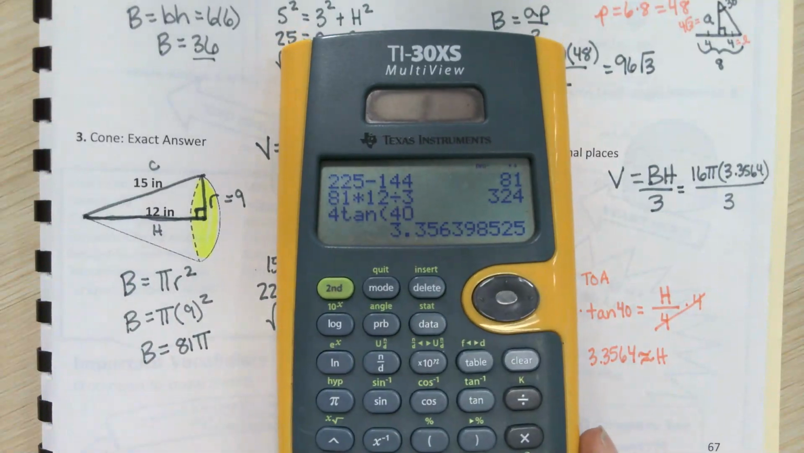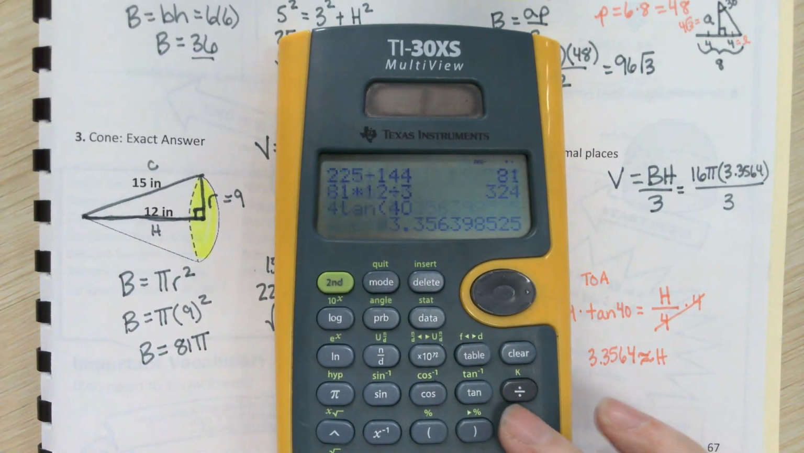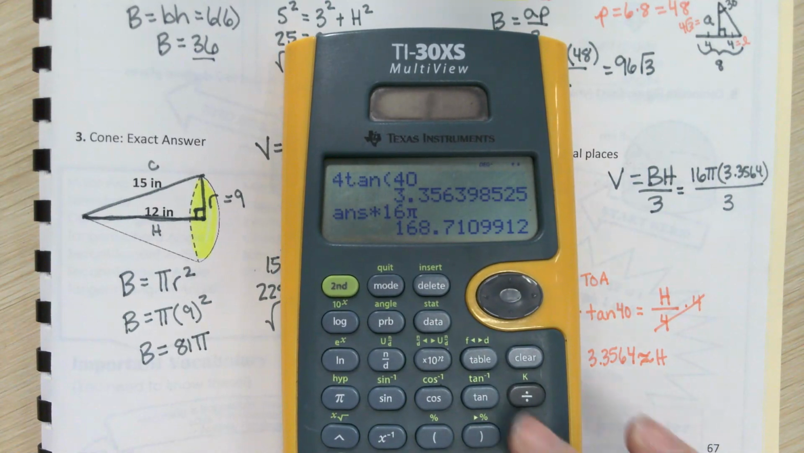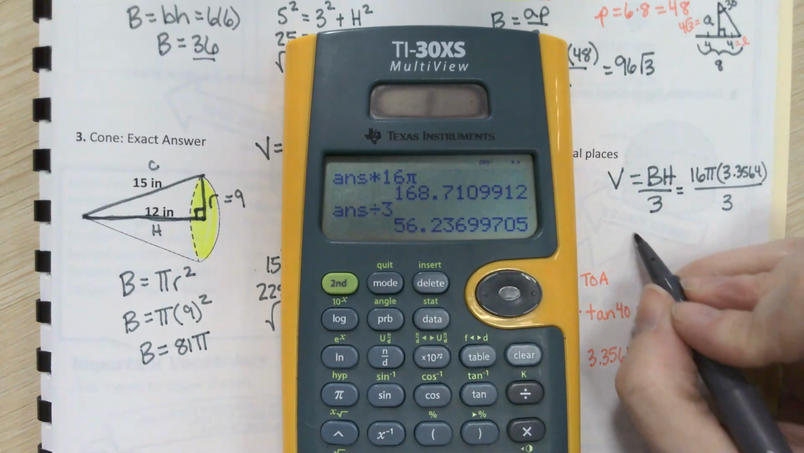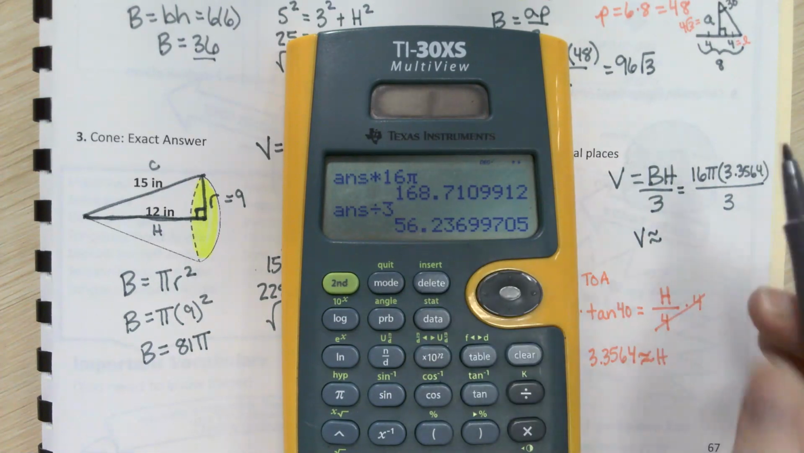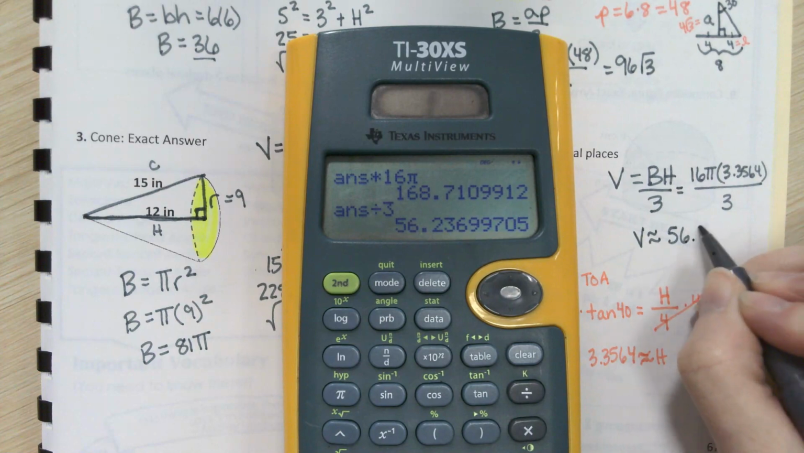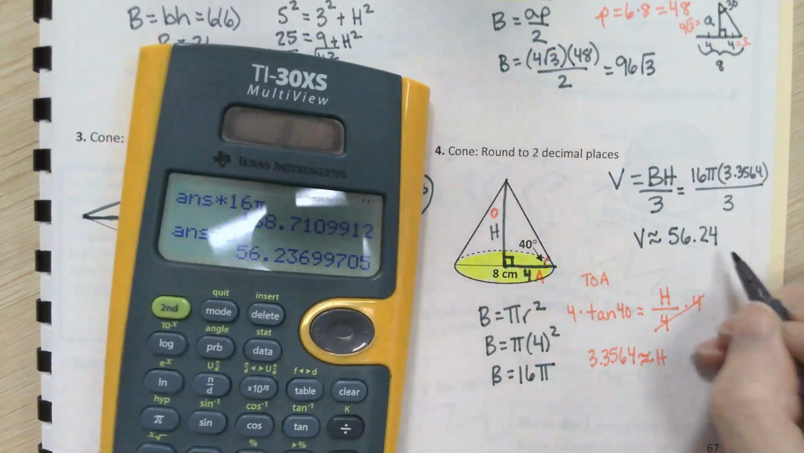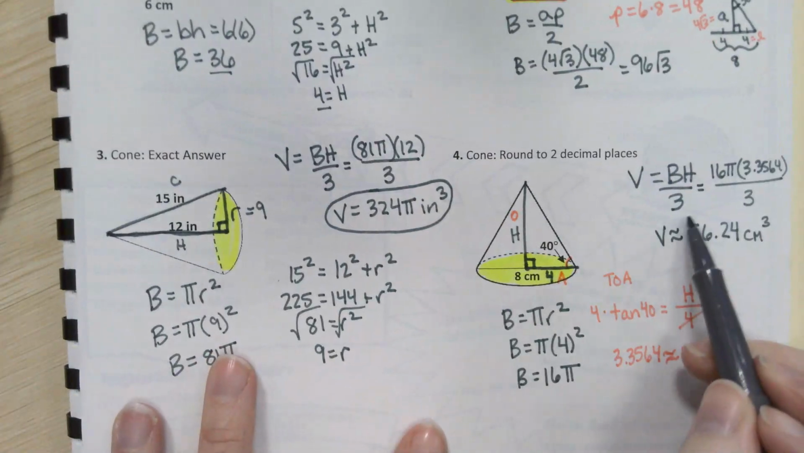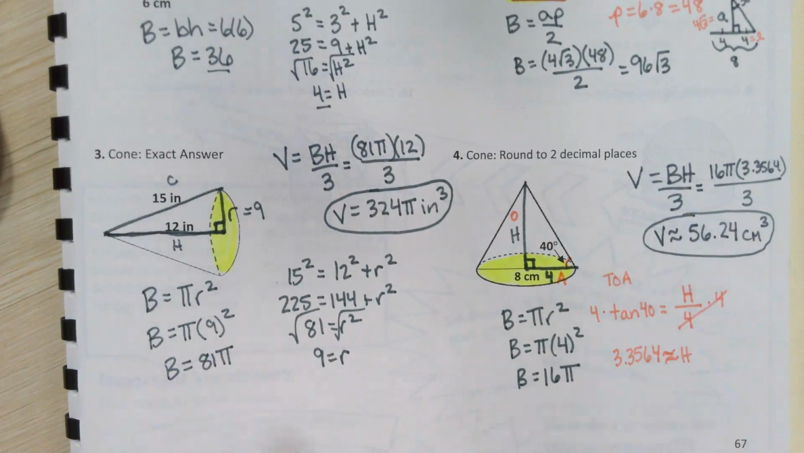So there's my capital H height. We're going to multiply that by 16 pi to finish out the top part of that fraction, and then divide that by 3. This is the moment in time when we officially round. So 56.24 cubed centimeters for the rounded volume of that cone.